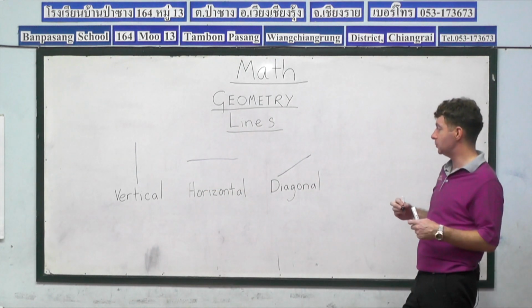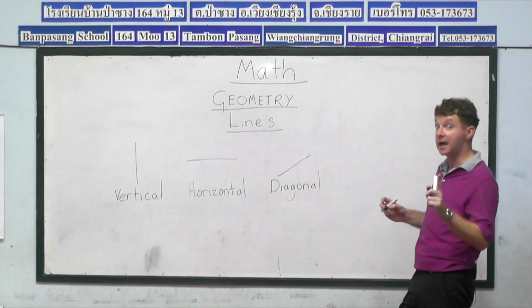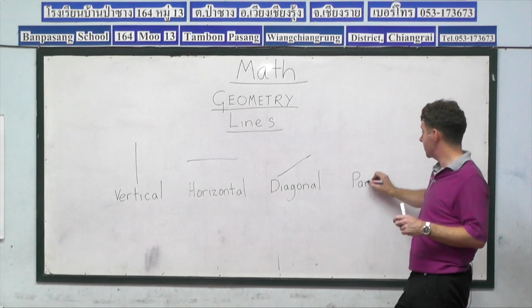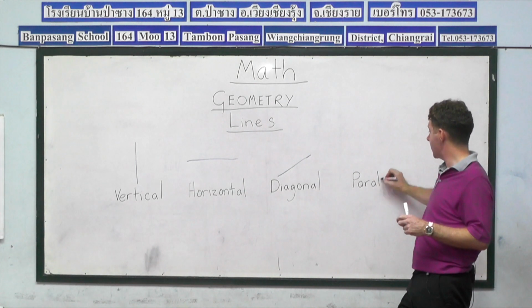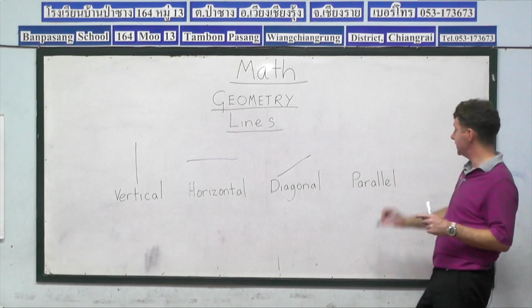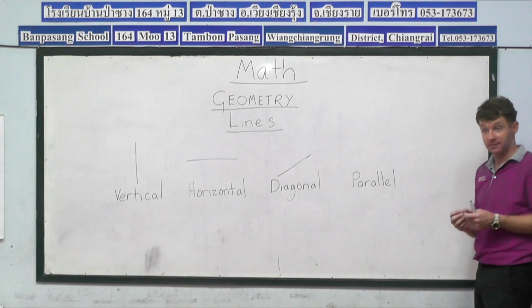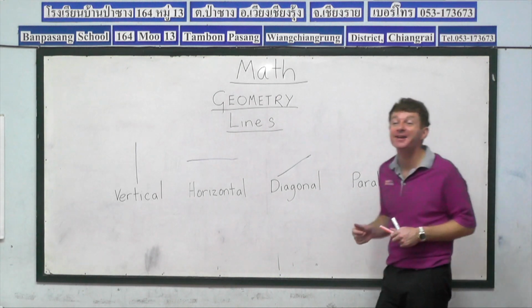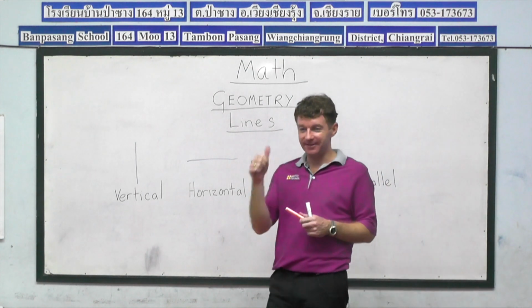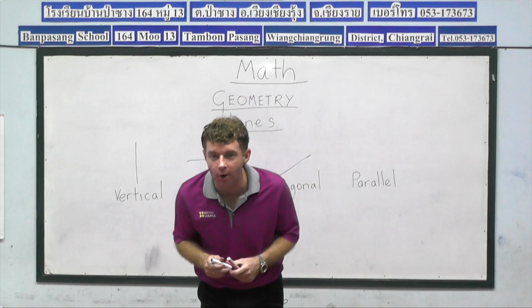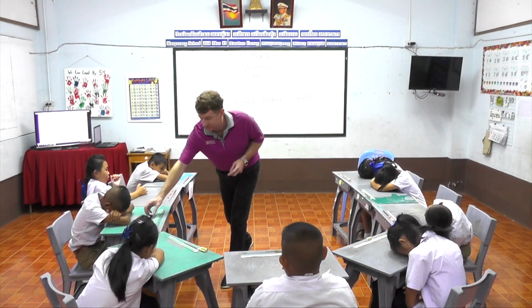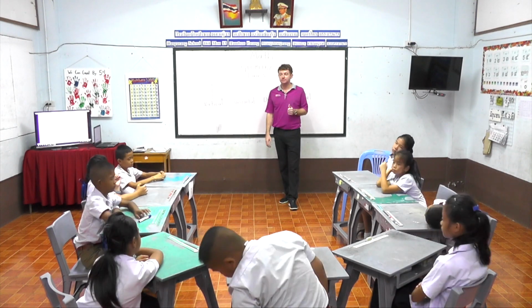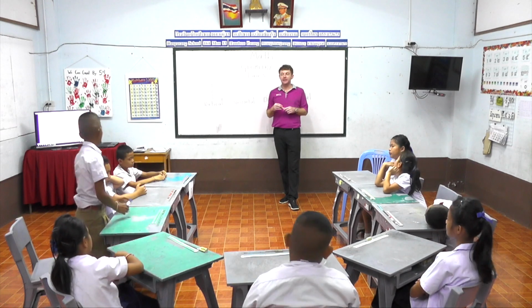So let's see, we can have our next line, or lines. P, A, R, A, L, L, E, L. Parallel. Parallel. Hard to say. Parallel. Excellent, guys. Okay, so who can draw our parallel lines? Let's open our eyes. Pat? Okay, come and join me at the front.